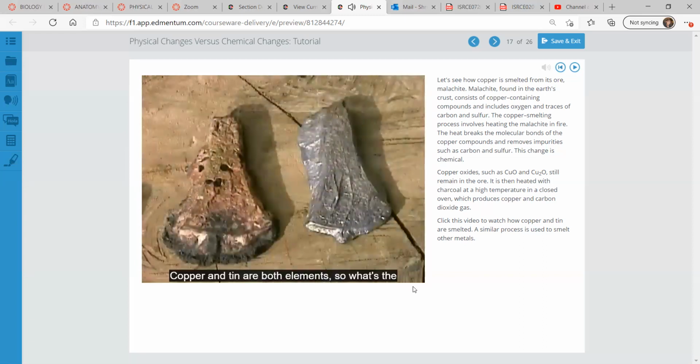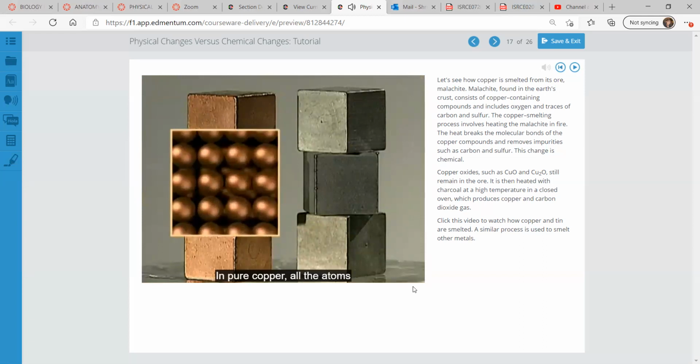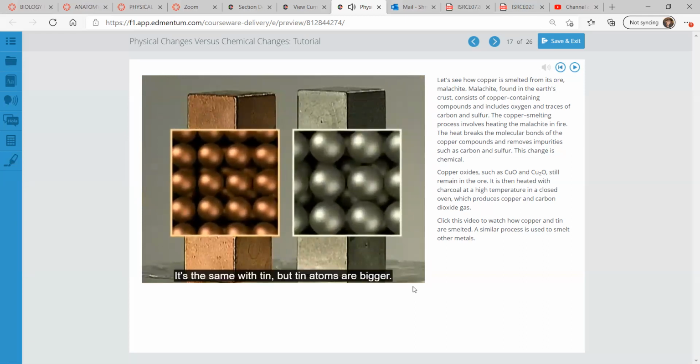Copper and tin are both elements, so what's the difference between one element and another? Copper and tin are made up of particles called atoms. In pure copper, all the atoms are the same as each other. It's the same with tin, but tin atoms are bigger. A pure element is made of just one type of atom.